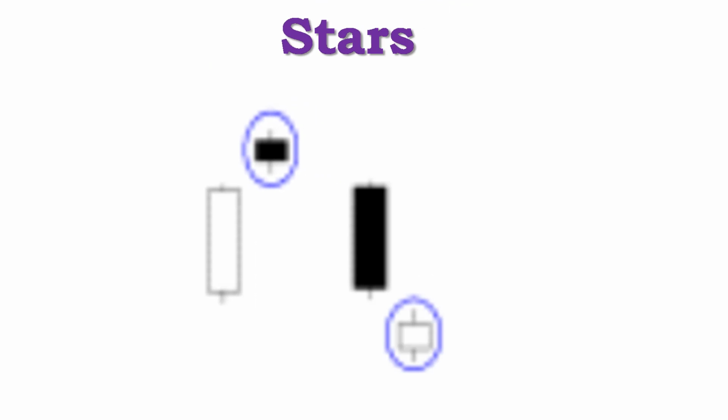Next candlestick pattern, stars. A candlestick that gaps away from the previous candlestick is said to be in star position. Depending on the previous candlestick, the star position candlestick gaps up or down and appears isolated from previous price action.